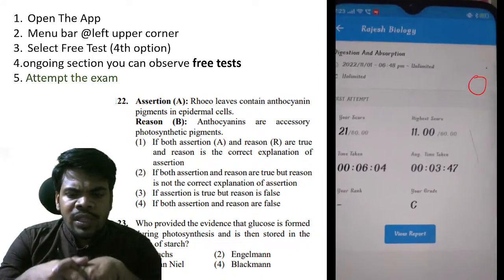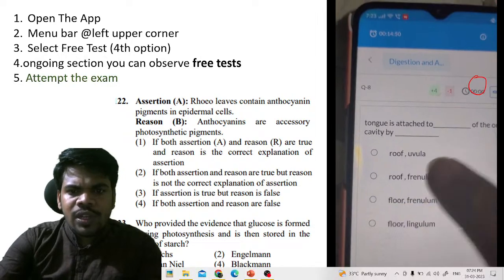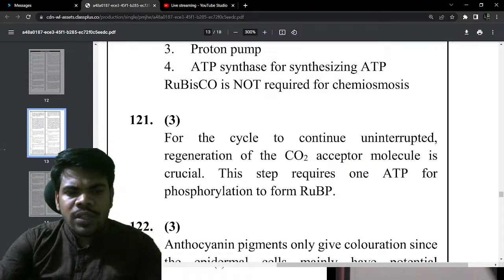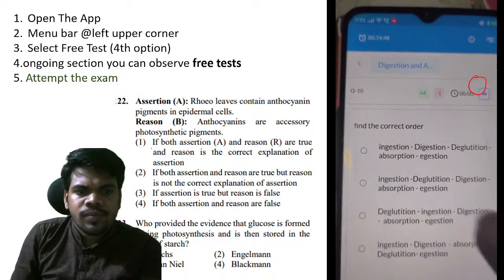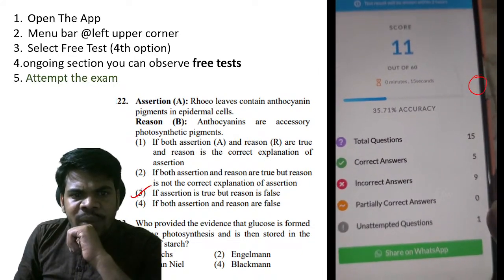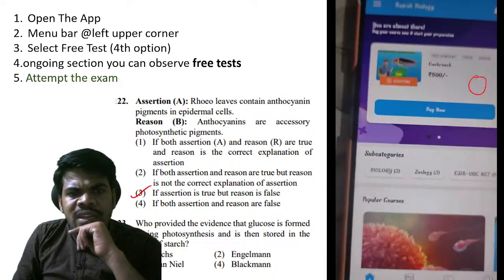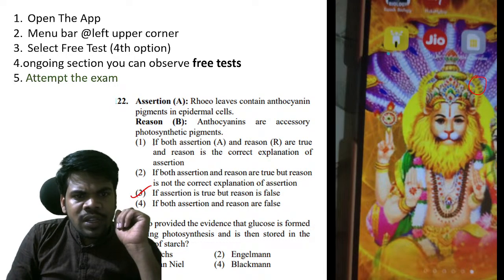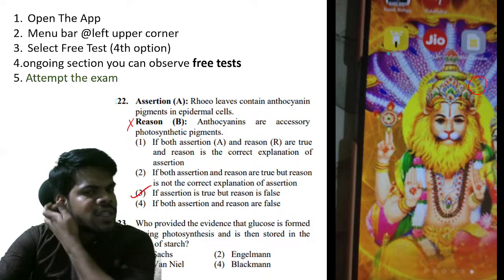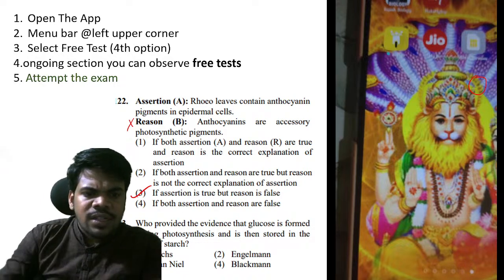Come to question number 22 and 23. Let me check the explanation for this also. Yes, the 22 answer is 3. The assertion is true but the reason is false: Rhoeo leaves contain anthocyanin pigments in epidermal cells. That is the assertion, and it is true, but the reason, that anthocyanins are photosynthetic pigments, is false. Next, come to the 23rd question. Who provided the evidence that glucose is formed during photosynthesis and is then stored in the form of starch? This is Sachs.